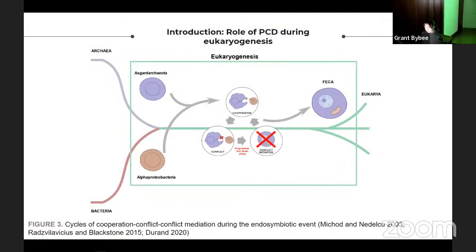So now that we have the timeline set, I'd like to explain a little bit on how programmed cell death, PCD, may have played a role in eukaryogenesis. As shown on the figure here, it's expected that in a major transition like eukaryogenesis, this symbiotic relationship, for example, between the archaeon and the alpha proteobacterium, would have constantly gone through cycles of cooperation, conflict, and conflict mediation for them to remain in a stable union.